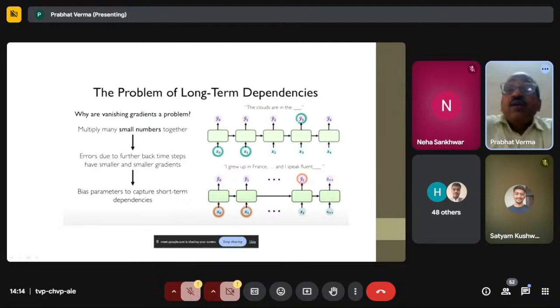For example, when long-term dependencies are there, Y3 not only depends upon X3, but also on distant past parameters like X0 and X1, like in the sentence where the clouds are in the sky, so this depends upon the clouds. In the same way, in 'I grew up in France, and I speak fluently', this Y cap T depends upon X0 and X1. So these are far distant. So diminishing gradient, vanishing gradient, is a problem in these cases, and that should not be there.